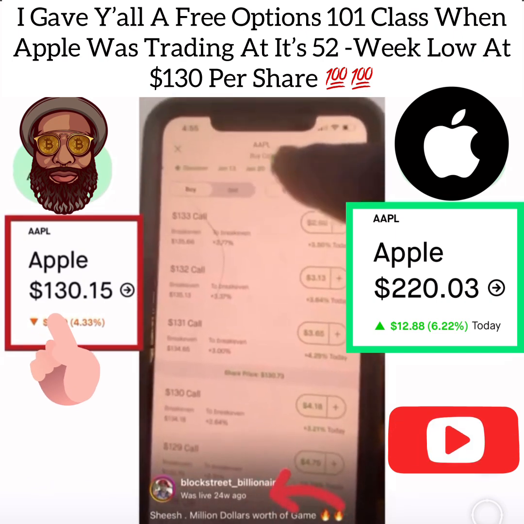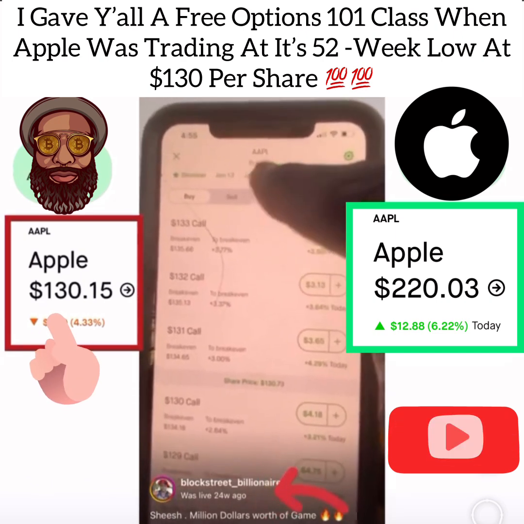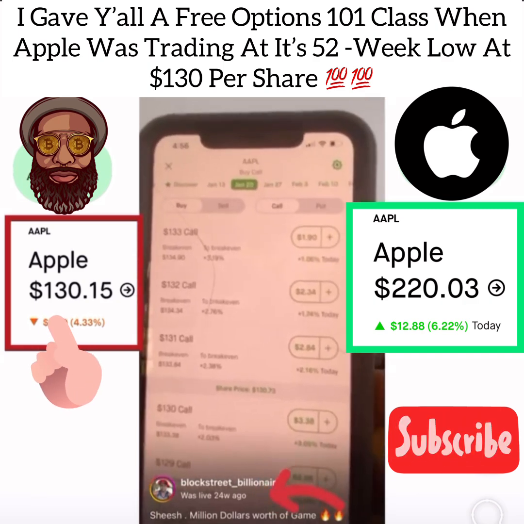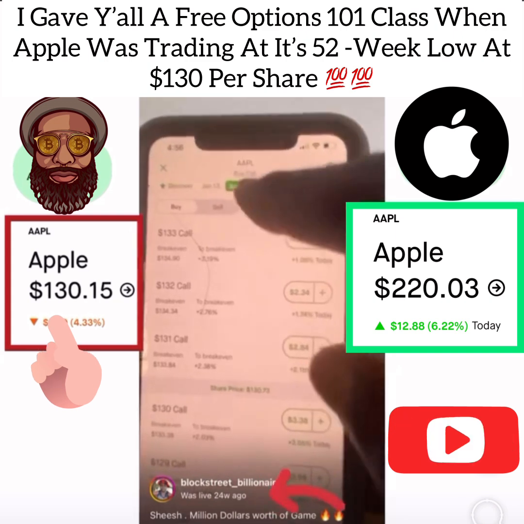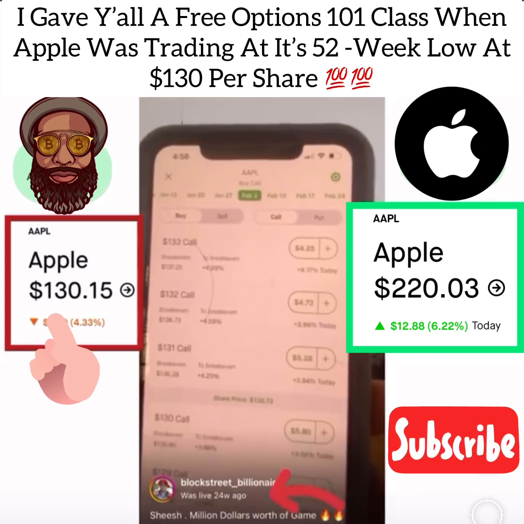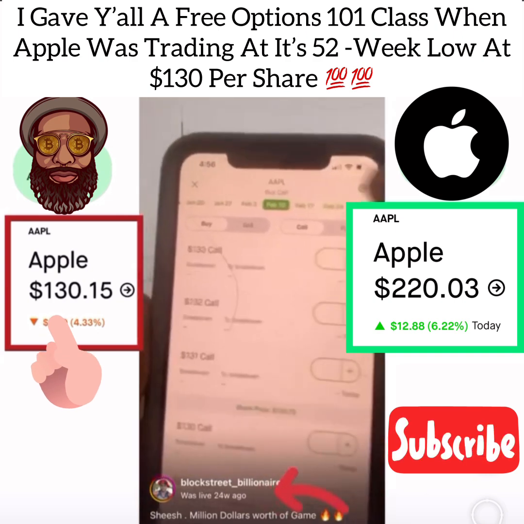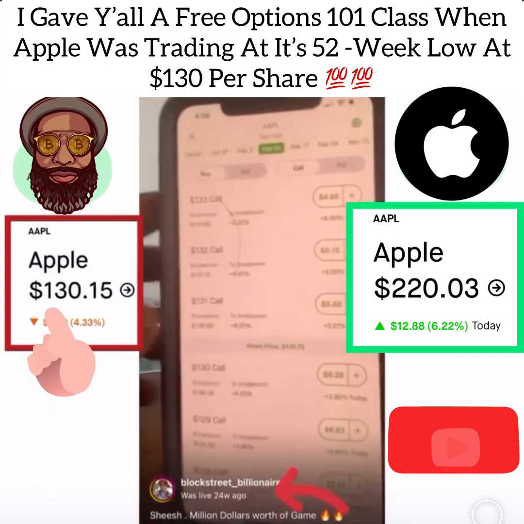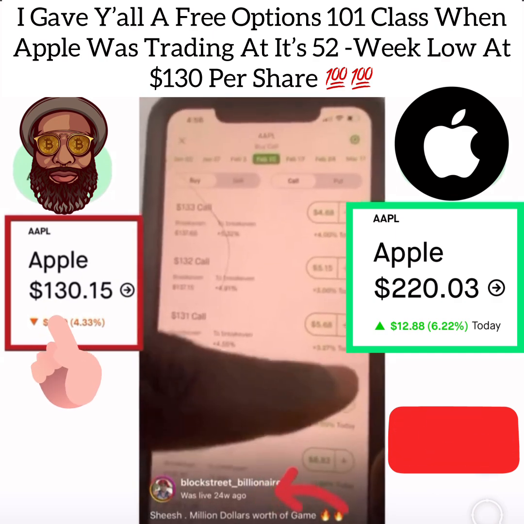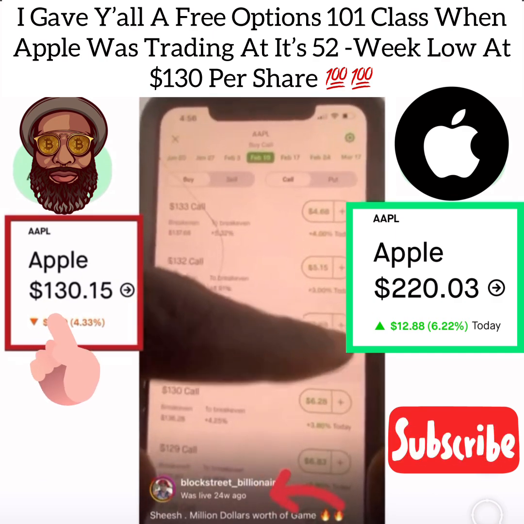So you can do an expiration date of January 20th. It's typically on Fridays, right? So you can do January 20th, January 27th, February 3rd, but you will notice that the further away it goes, the higher the premiums.